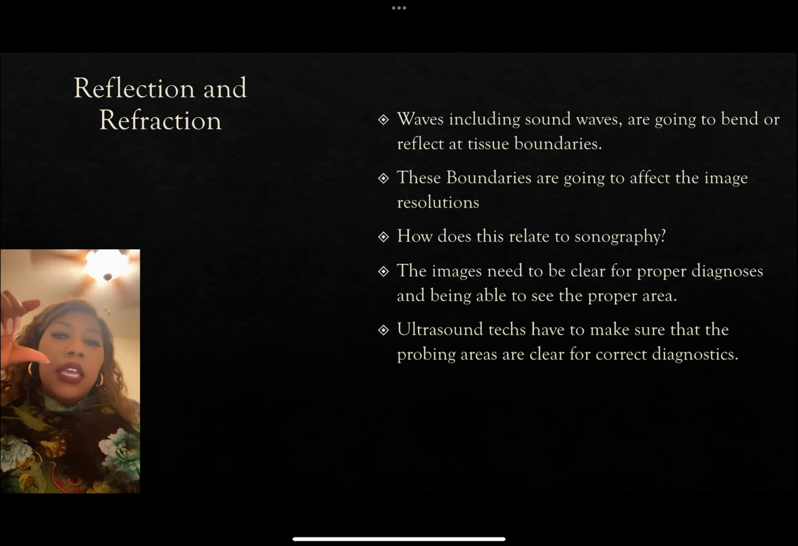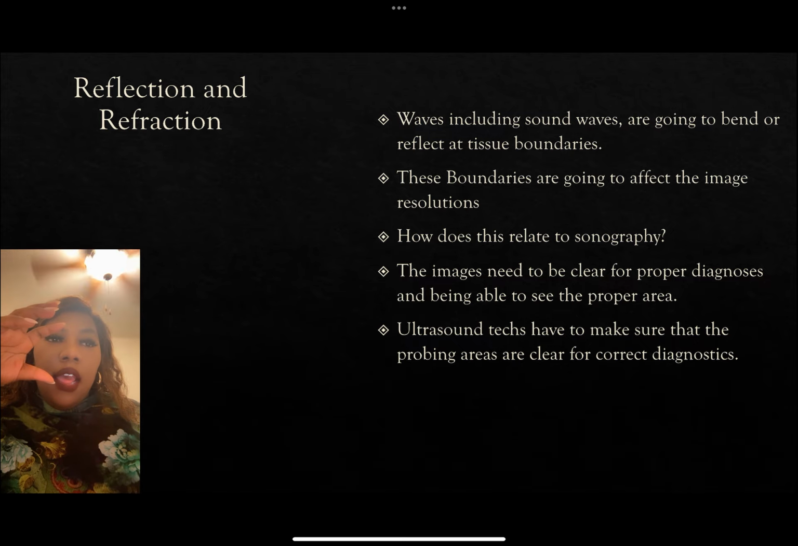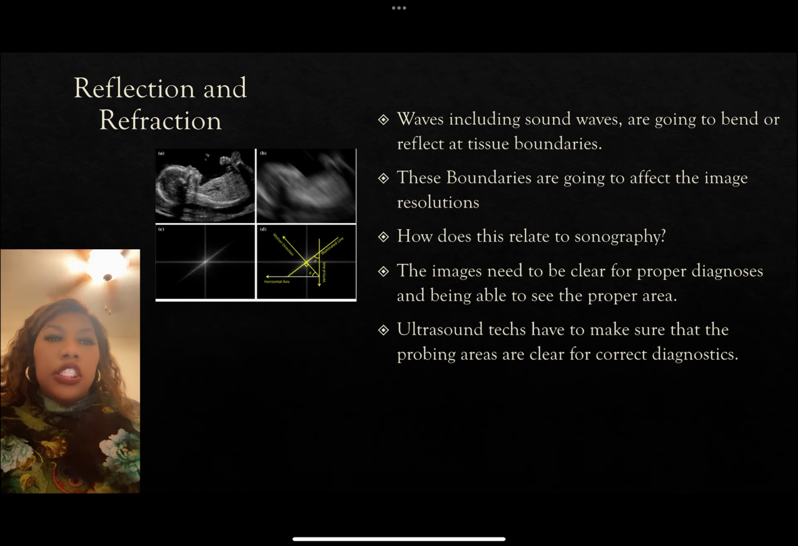As you can see, there is a clear baby on the left-hand side, and then a fuzzy baby on the right-hand side. That's because that image is affected by refraction. It's not showing.